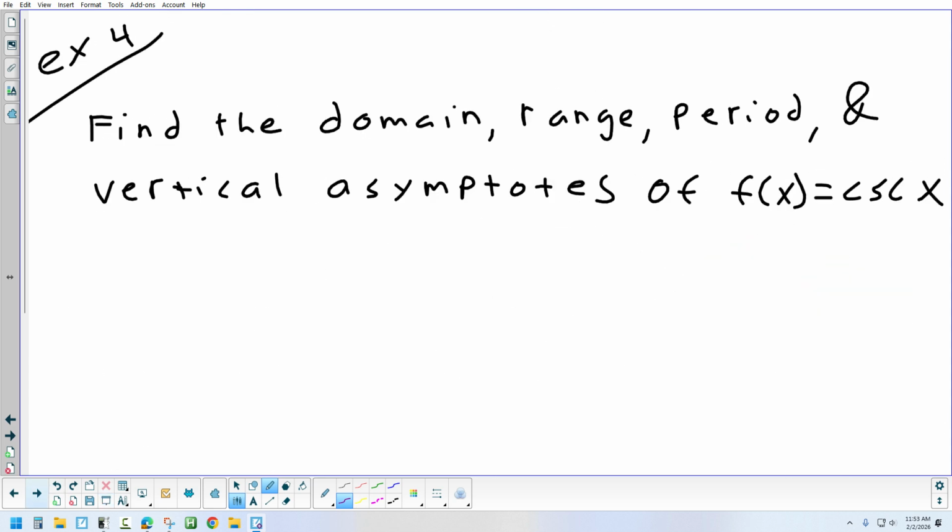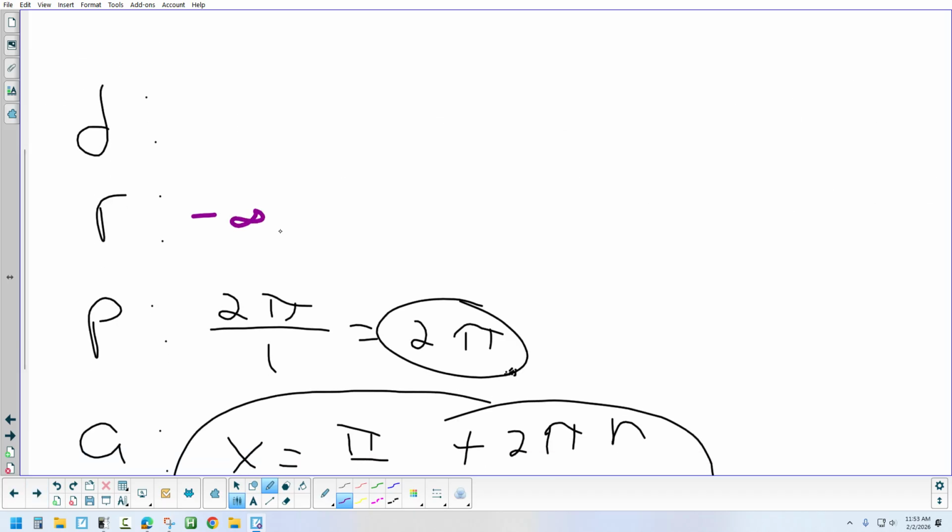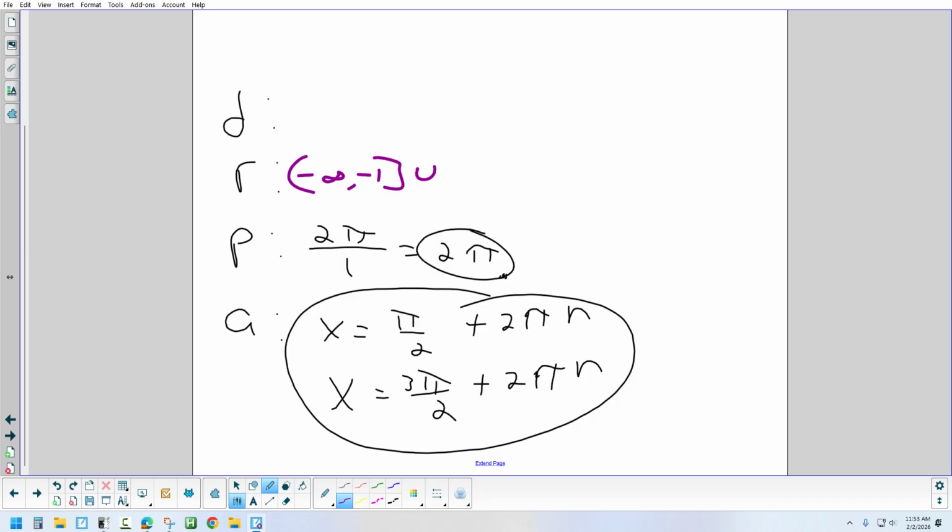So let's describe everything from -infinity up to -1, or what would be my other interval? Just make sure you say low, high. Oh, okay. 1 to infinity. Yep.